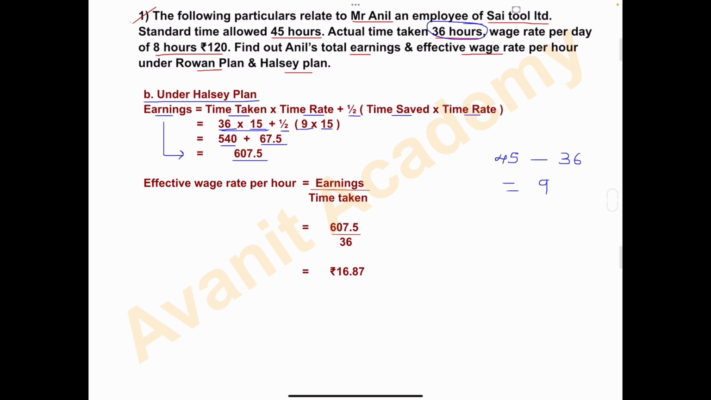Next, effective wage rate per hour: earnings divided by time taken. Earnings is 607.5. Time taken is 36. So the answer is 16.87. Effective wage rate per hour is 16.87.